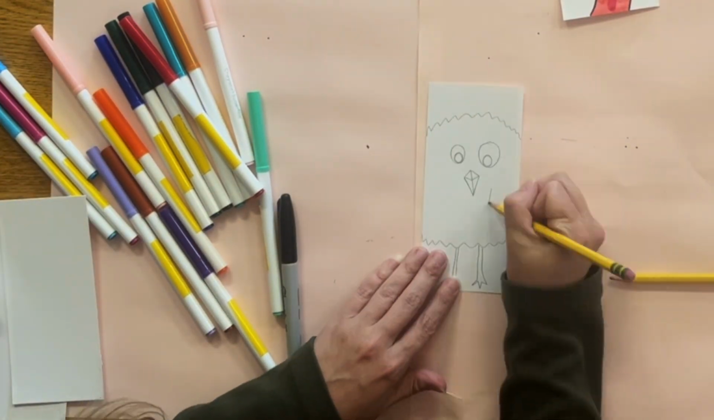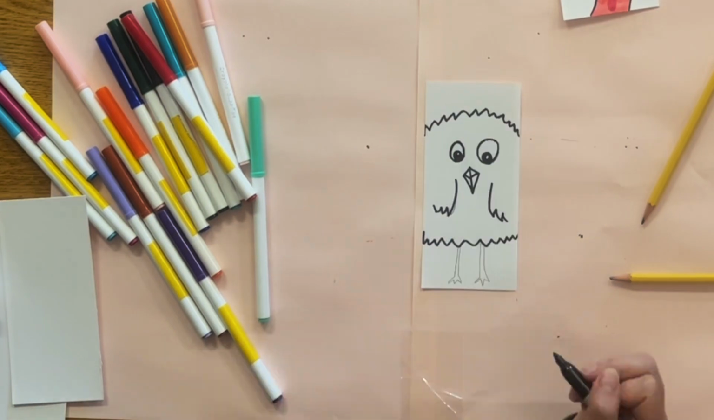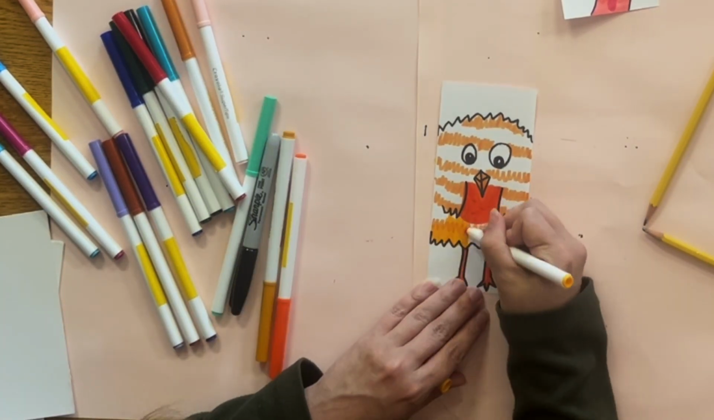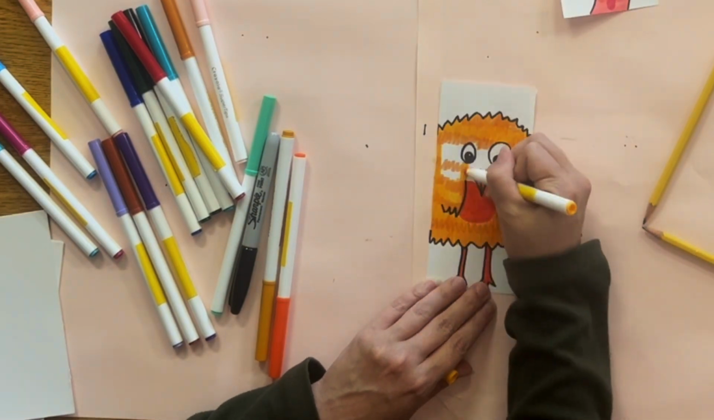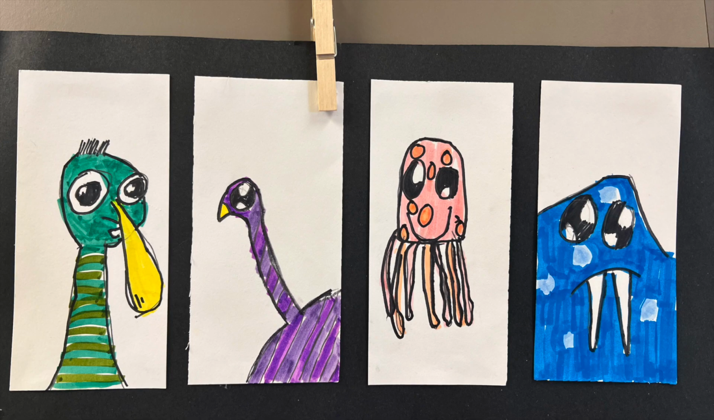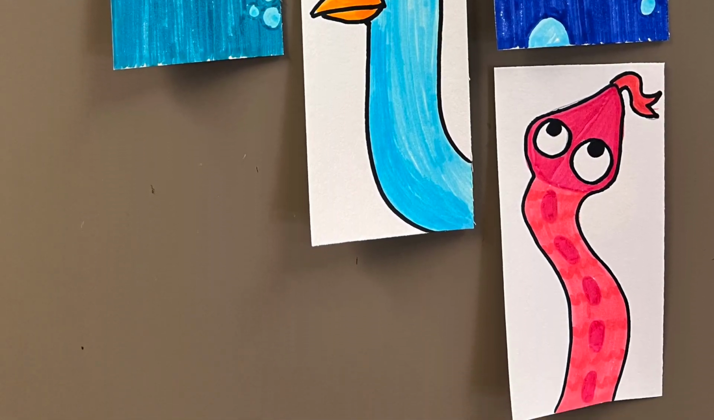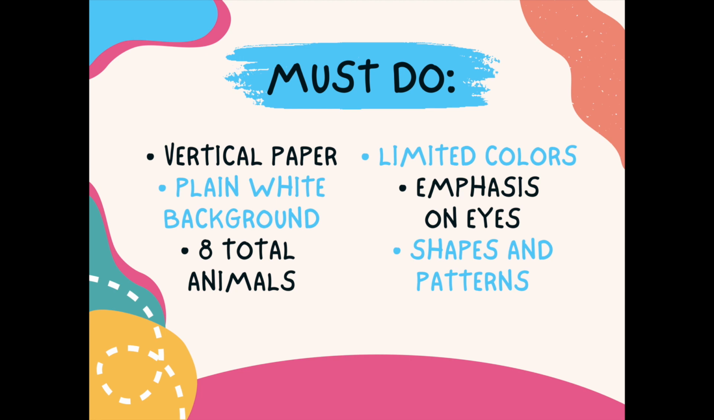For this project, you need to make a total of 8 different cartoon animals. After you have made your 8, you may make more if you would like to. When you have finished creating all of your animals, you will choose your 4 favorites. You will glue your 4 favorites down to a board together so that they can be displayed all in a nice clean row. Here are a couple of last must-do reminders.